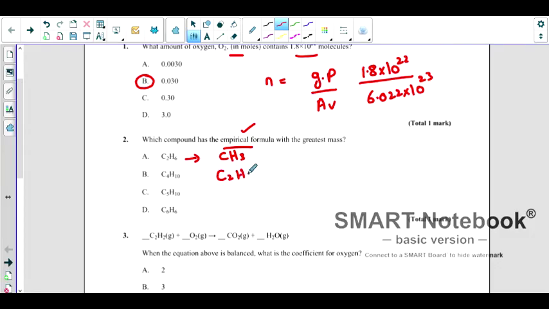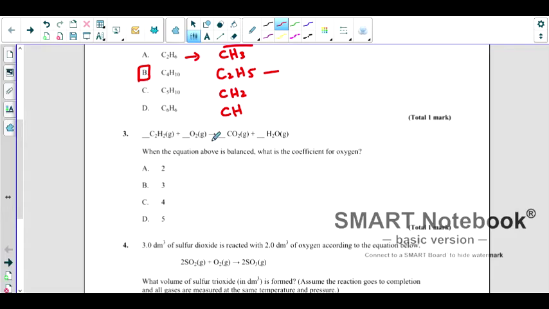C2H5. This one CH2, and this one is CH. If you have any doubts in this, I recommend that before starting these past papers, we should recall the old videos, go to the video section and check how to find the empirical formula. Now see which one has the greatest mass. This one, because it has more number of atoms, so your answer will be B in this case.